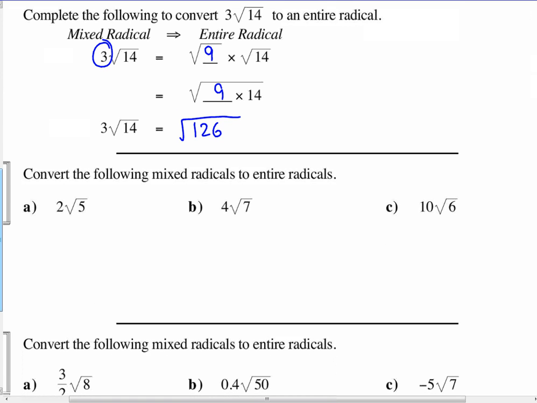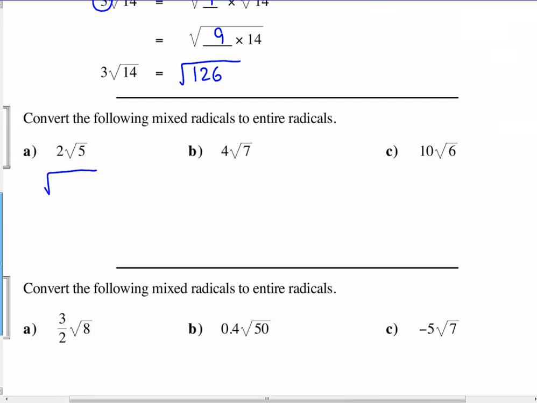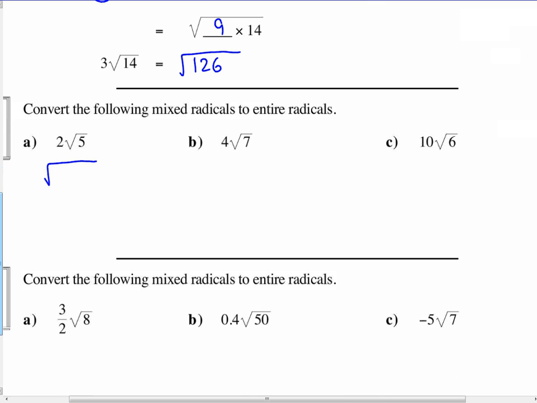So 2 root 5, to bring it inside the square root, what do I have to do with the 2? 2 squared, which is 4 times 5. We just have to square the number to bring it underneath the square root. What is 4 times 5? 20. Okay, so why would we do this?